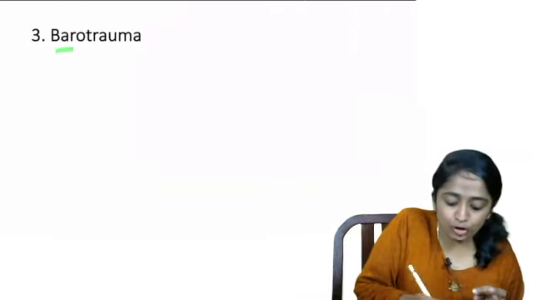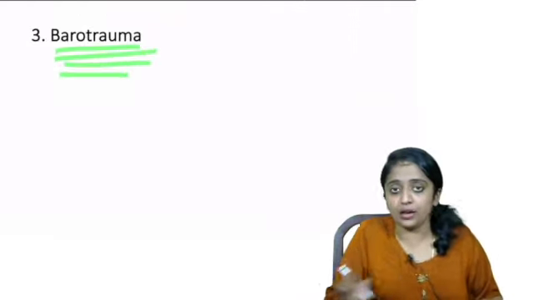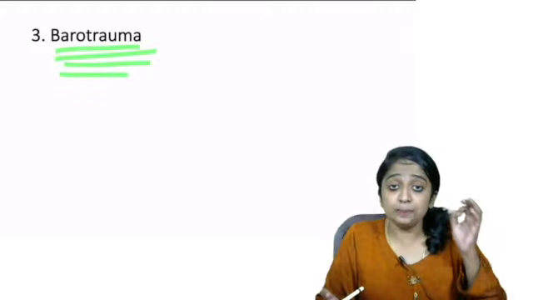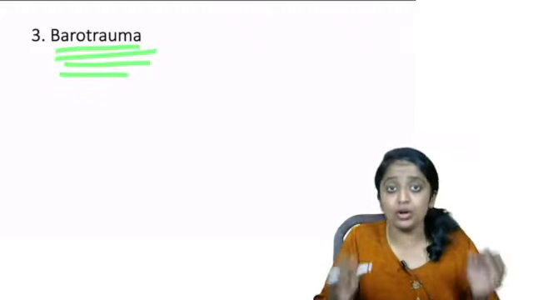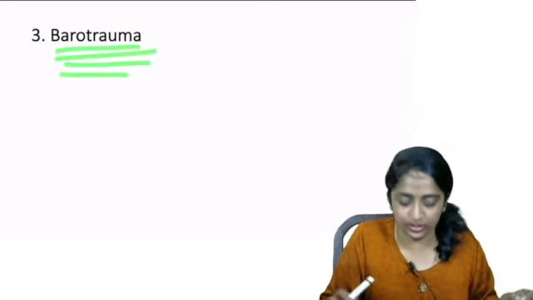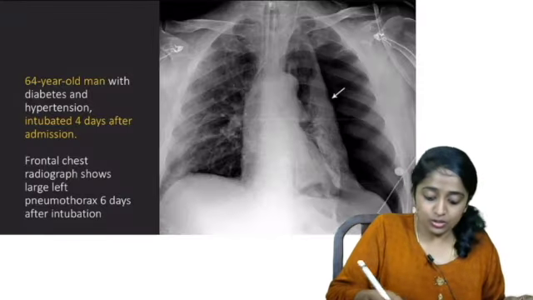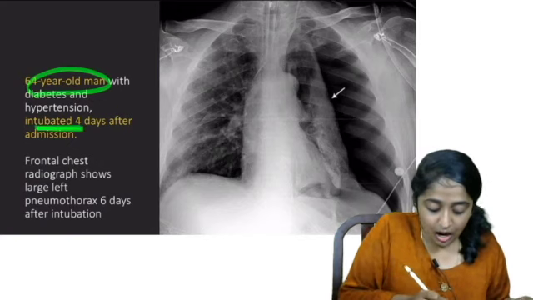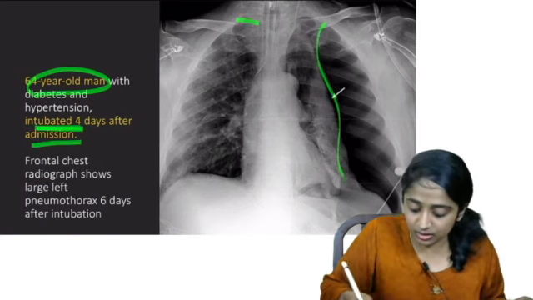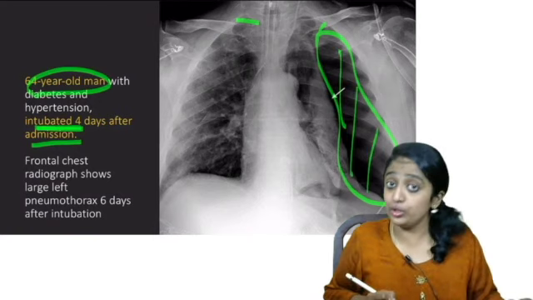And the third important complication we should always be aware of is barotrauma. This is particularly important in ICU setup in patients on positive pressure ventilation. So this is a patient, 64-year-old male, intubated. After 4 days, what is seen? There is air within the pleural cavity, pneumothorax.